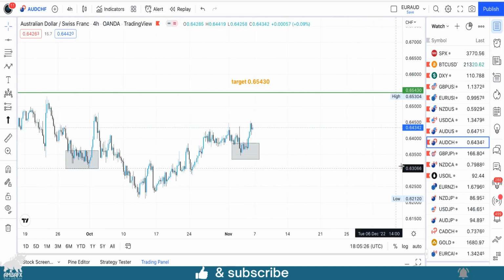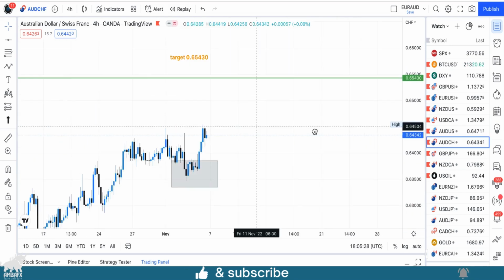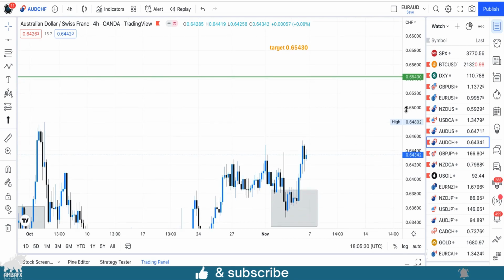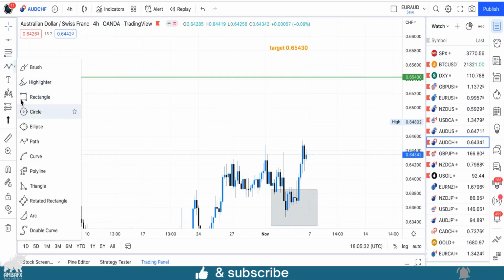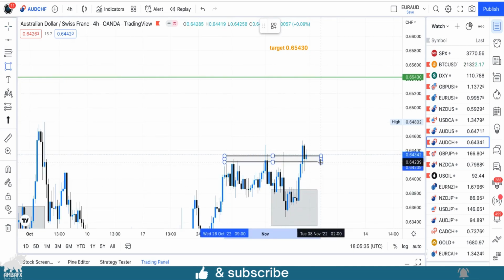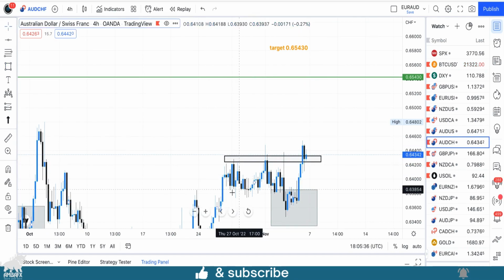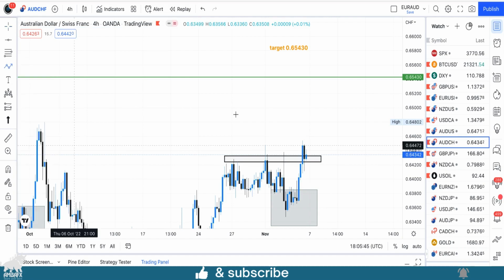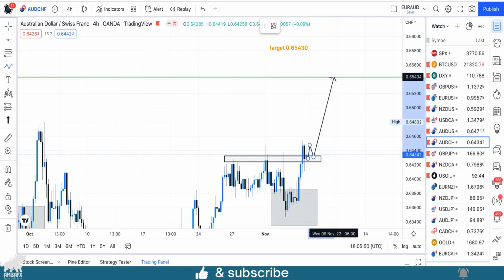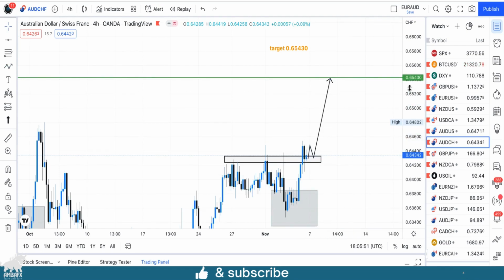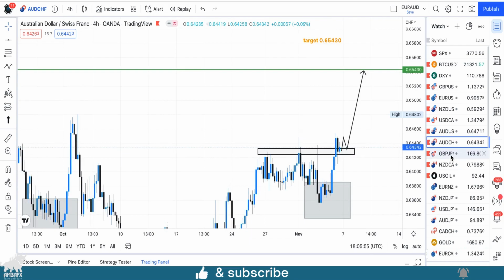If you zoom in very, very close, this is the 4-hour time frame. We take most of our trades with the 4-hour time frame. So if you zoom in, you see that it has broken this particular level. So that level has been broken. So here, if you see a bounce off this particular area, let's say we have a move here, then you test, then you should target 0.65430 as your next target.